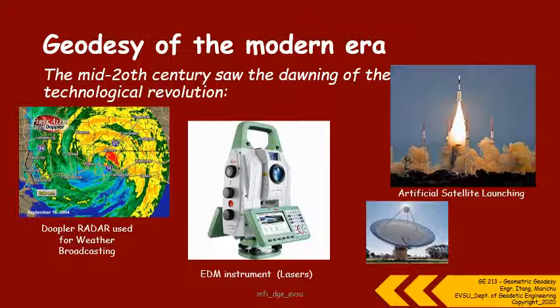Here are some examples of modern instruments. We have the radar, which is commonly used for weather forecasting. We now have electronic computers to analyze data. We have the EDM, which uses polarized light and radio waves and is found in our total station, and lasers. We also have radio astronomy, led by the discovery of pulsars and quasars. Another is the launching of artificial satellites.